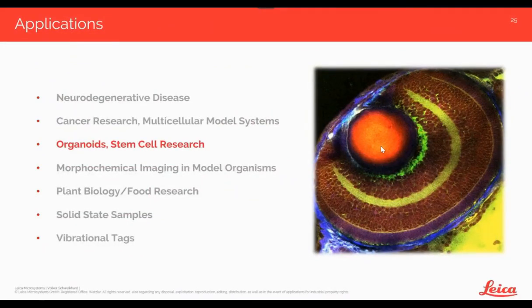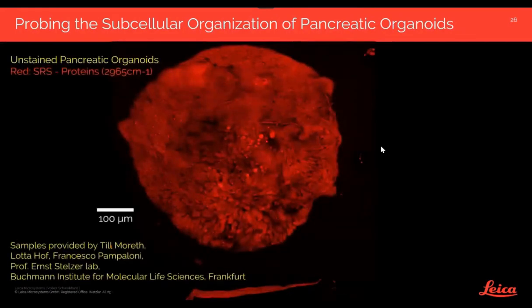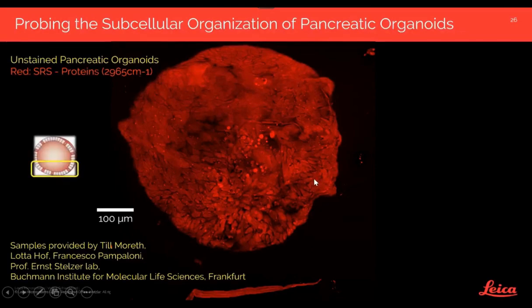Now, with this, I want to go a little bit quicker over some of the remaining applications that I'm listing here, just to give you an idea of the potential of our technique in those areas. So here I'm showing you example images of unstained pancreatic organoids. In red, you're seeing the contrast corresponding to the proteins in those structures. And you can see very clearly the individual cells making up this organoid here.